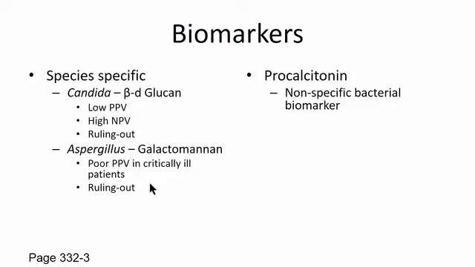The reason for that is galactomannan is released during Aspergillus growth. However, it's cleared by neutrophils in the blood. So in patients who are non-neutropenic, the kinetics of galactomannan is very different from patients who are neutropenic. So when I say ruling out here, what I really mean is galactomannan can be measured in the BAL.